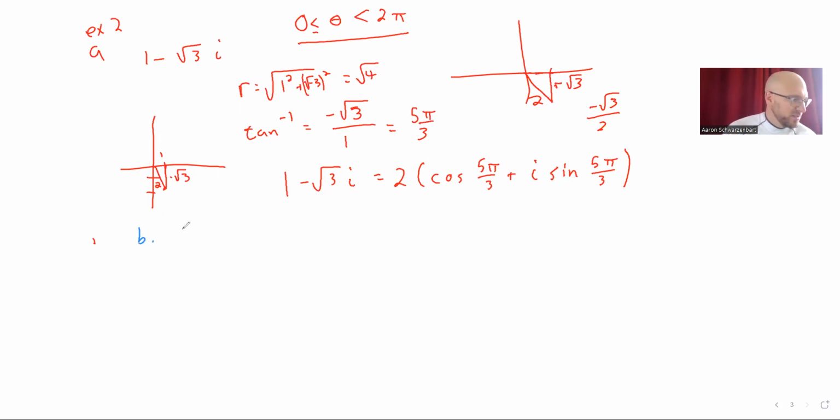Part B here is -3 minus 4i. Again, I'm going to graph this. -3, -4. It's right there. Make my triangle. This is my angle. If you do the inverse tangent, that.